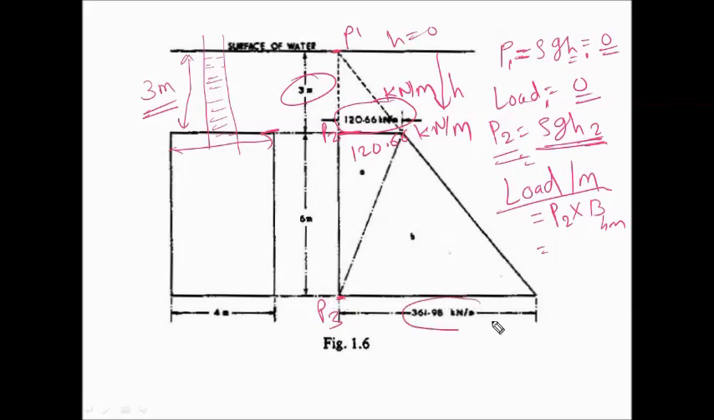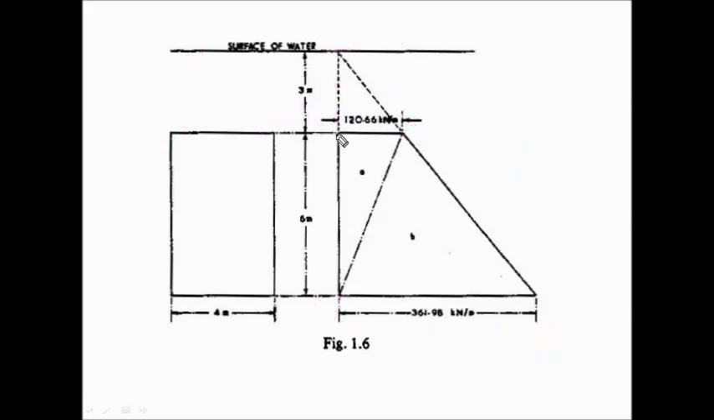The same way you can get the load per unit depth at the bottom, which is 361.98 kilonewton per meter. Like this you have to calculate the load per unit depth at the top of the bulkhead and at the bottom of the bulkhead. Then you can draw the load diagram like this. Now the effective load diagram is a trapezoid.